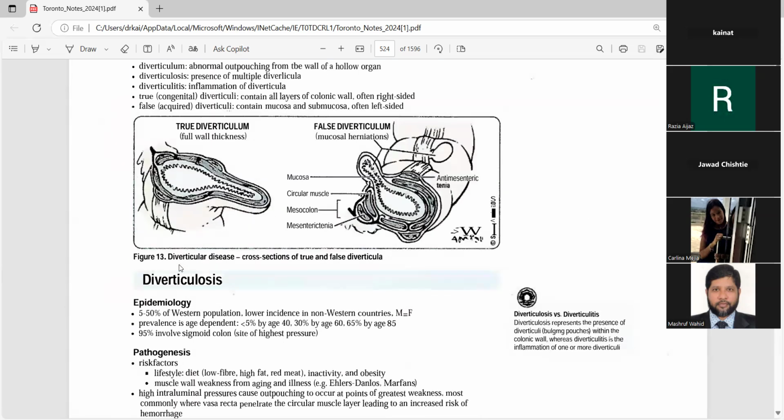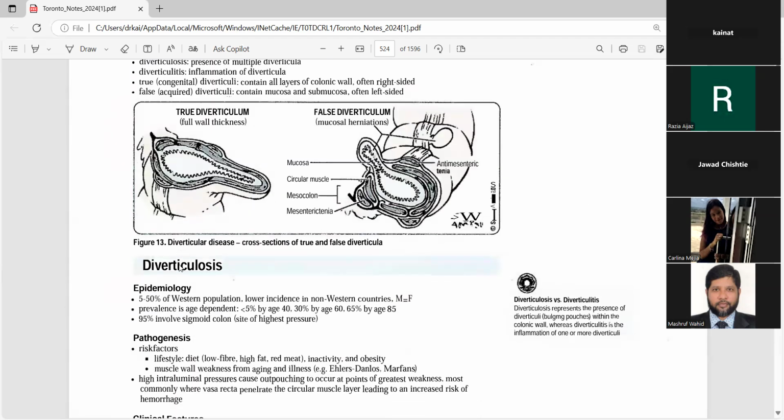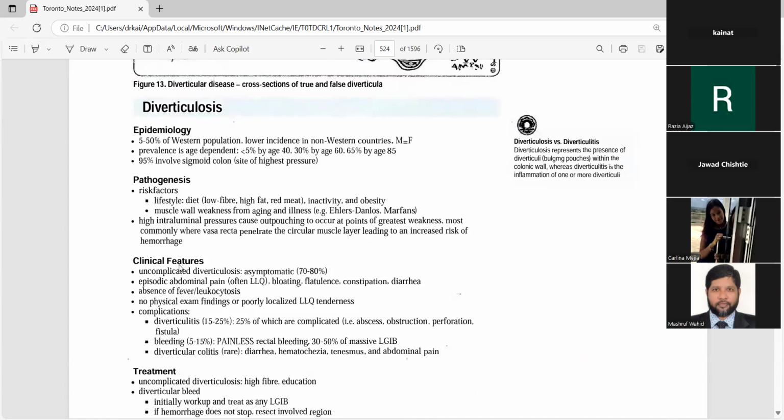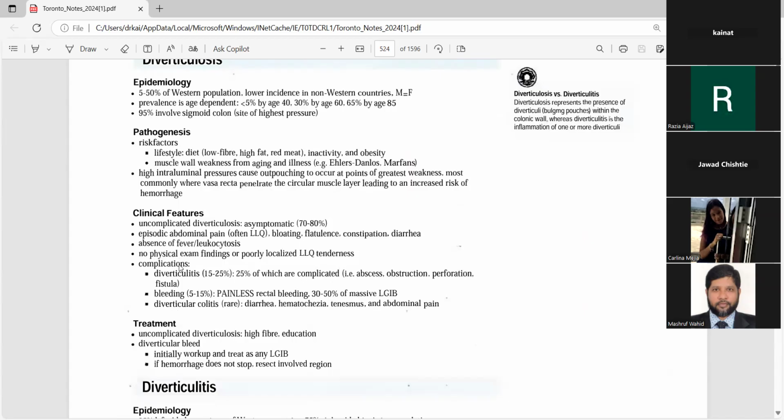Diverticulitis, you need to see the X-ray, not X-ray, I think it's the colonoscopy. Yeah, colonoscopy picture, if possible, from Google. How does the diverticulosis look like? And then when it gets infected, the diverticulitis.